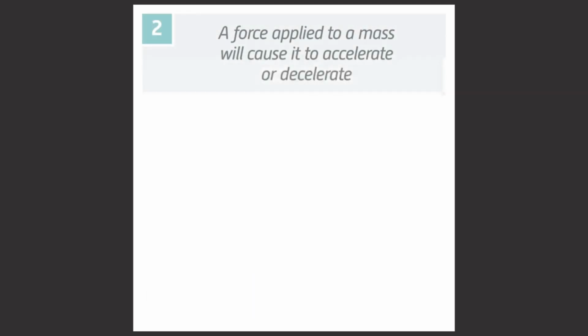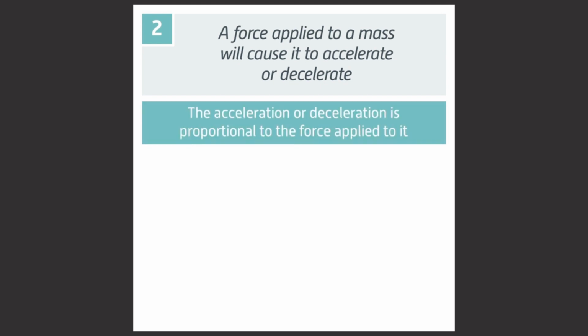Newton's second law of motion is, a force applied to a mass will cause it to accelerate or decelerate. The acceleration or deceleration is proportional to the amount of force applied to it. This can be described by using the formula resultant force equals mass multiplied by acceleration, or F equals ma. This equation can also be rearranged to give a equals F divided by m.